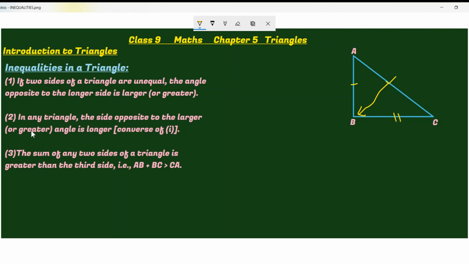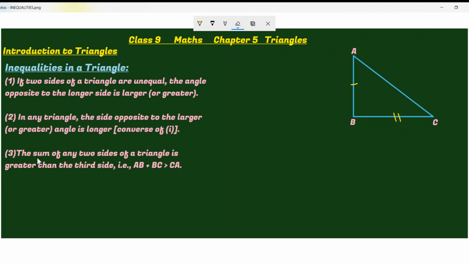Next is: in any triangle, the side opposite to the larger angle is larger. That means this is the converse of the first one. Before we said the angle opposite to the larger side is the largest angle. Now we are saying the side opposite to the largest angle is longer than these two sides. Got it?